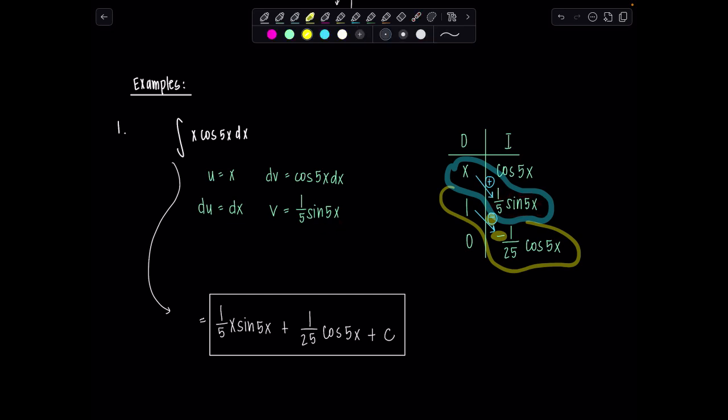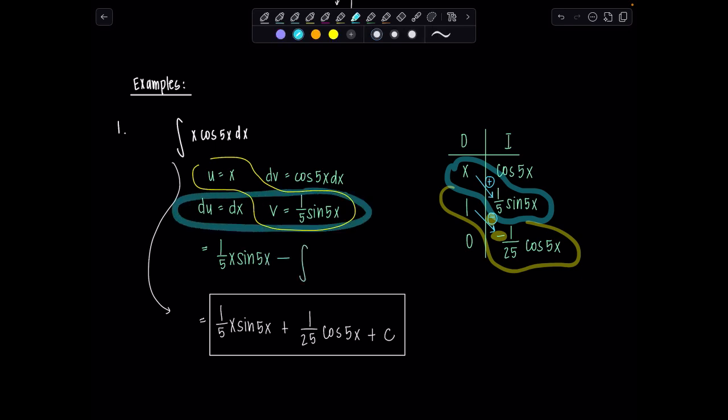And then what do you do? You take this diagonal product, don't you? Yes. You have 1/5 x sine 5x, but what do we do next? We do minus integral of this product right here, which is 1/5 sine 5x dx. Well, instead of resulting in having to do one more integral, we took care of it right here, but this minus sign needed to get distributed, so that's why we added it at this step.